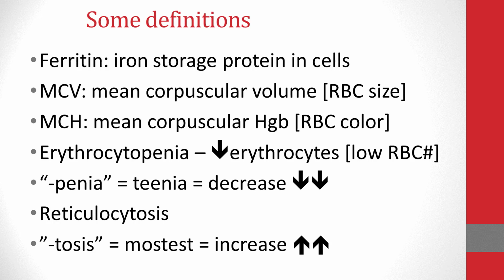And remember, we talked about what reticulocytes are. Those are those immature cells. So when you have a reticulocytosis, the body is putting out higher levels of immature cells to respond to some type of a problem. When you have an erythrocytopenia, what do you have?